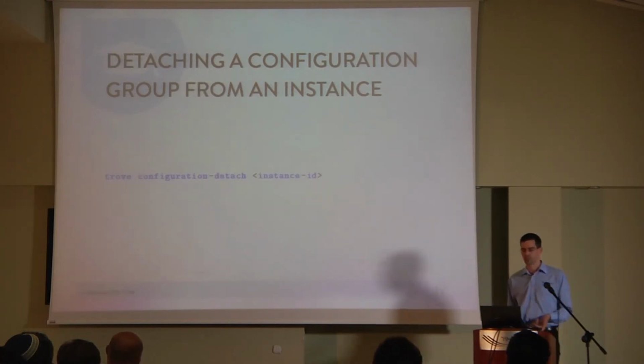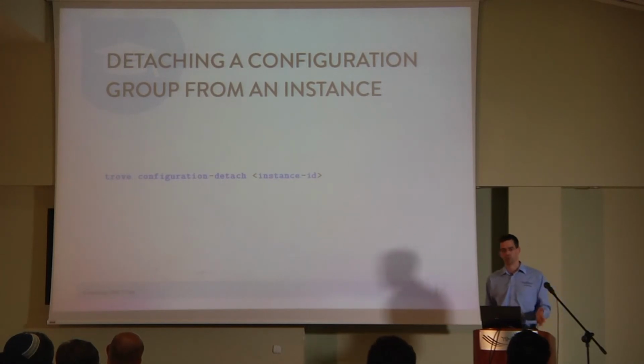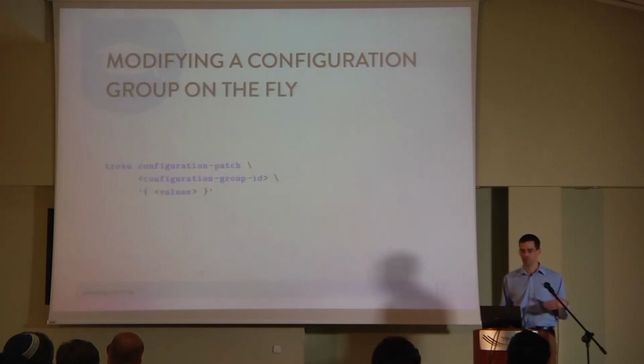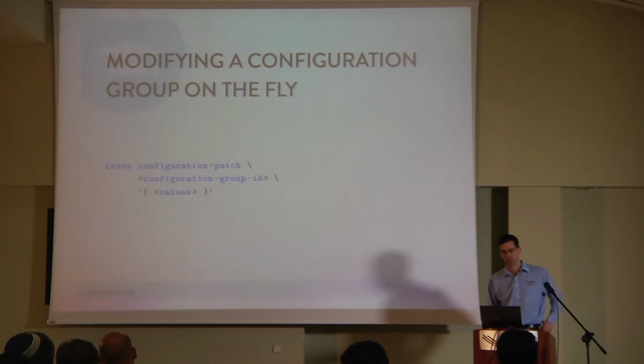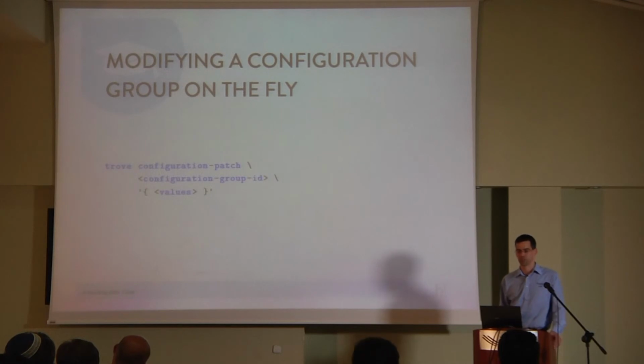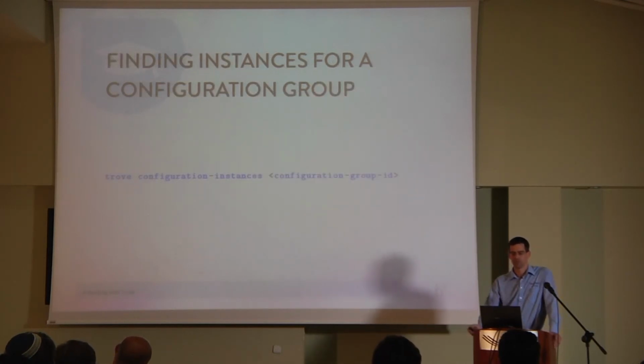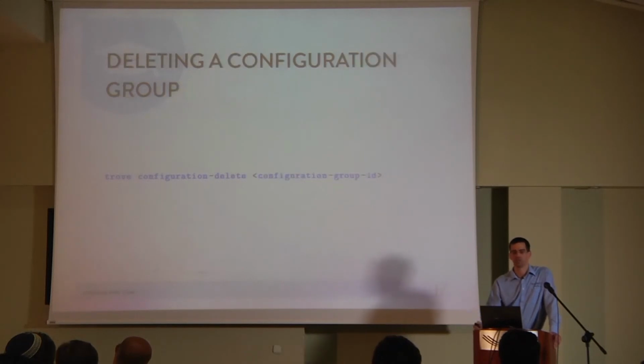You can detach it from an existing instance. And very importantly, you can also modify a configuration group on the fly. And that means you immediately affect all of the instances that the config group is currently attached to. This is also known as patching a configuration group. That's why it's called Trove configuration patch. And that means you can quickly and easily update potentially dozens or hundreds of databases. You can also find instances for a specific configuration group, delete a configuration group, what you would generally expect.